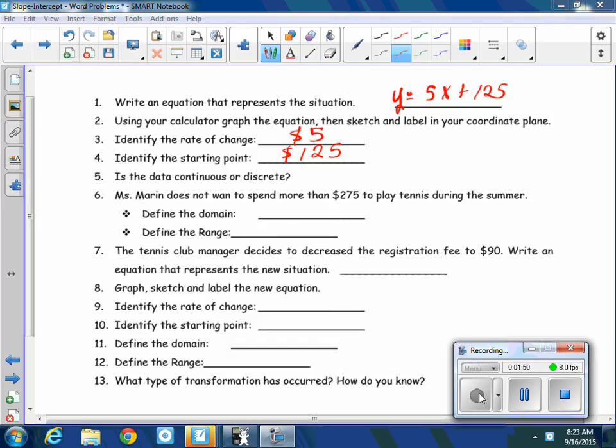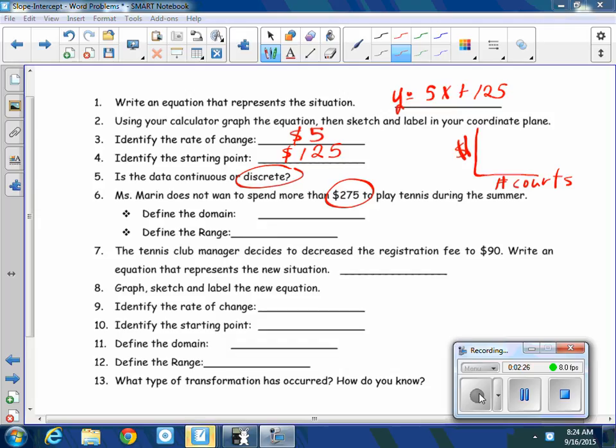So is it continuous or is it discrete? It's discrete. Very good. All right. Jose, Ms. Marie does not want to spend more than $275. What's the domain? Sometimes I need to graph it and put over here that this is the number of times that I use the court and that's the money, so that I can visualize what the domain is and what the range is.